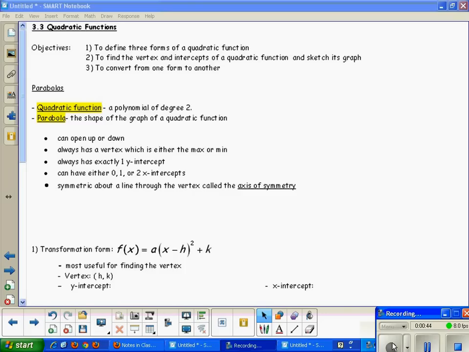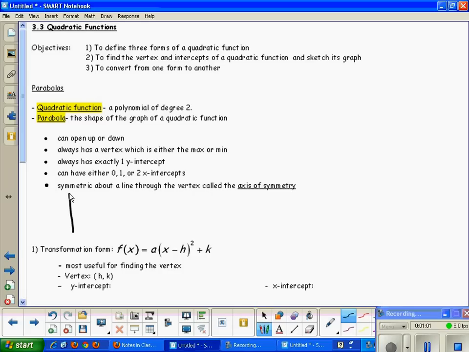It always will have exactly one y-intercept because at some point your graph will have to cross the y-axis. It can have either 0, 1, or 2 x-intercepts, which we'll talk about in just a second, and it's symmetric about a line through the vertex called the axis of symmetry.